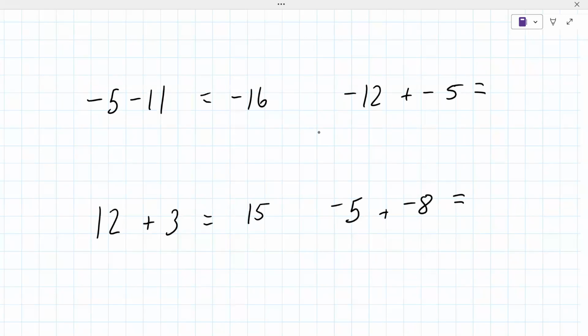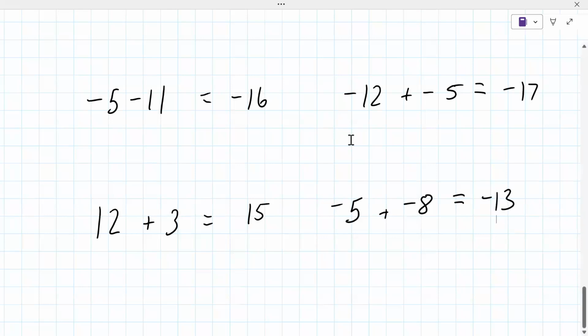Good. -12 plus 5 is -7. Now -12 plus -5 equals -17. Okay, good. And then -5 plus -8 is -13. Very good. Very good.